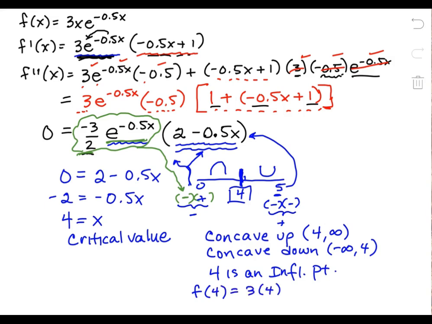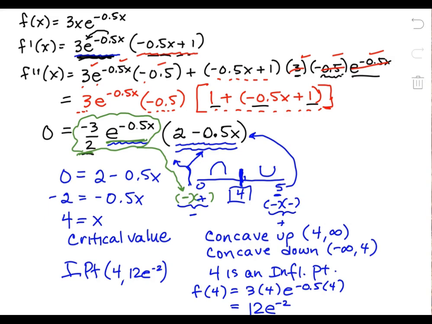So 3 times 4 e to the -0.5 times 4 would give me a 12, an e, and -1/2 of 4 is -2. So for my inflection point, I can say that my inflection point is located at 4, 12e to the -2. And then I would need my calculator to estimate that value so that I could plot it.